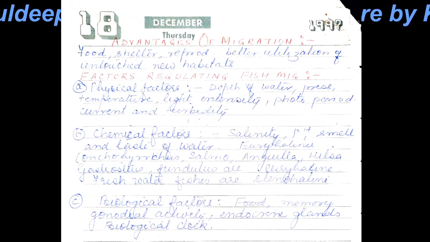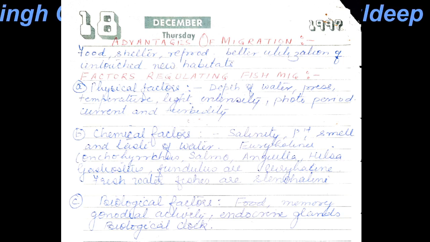Then a question might have arisen in your mind: what are the advantages of migration? Food, shelter, reproduction, better utilization of untouched new habitats are the prime reasons which are cited for the advantages of the migrations. Now, what are the factors which regulate the migration of fishes?